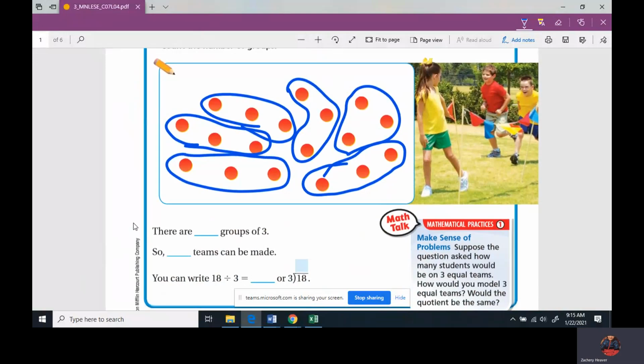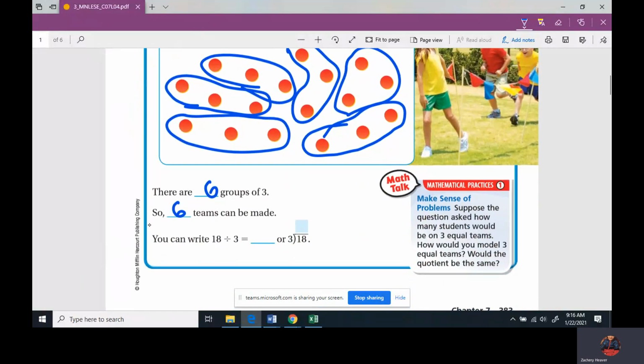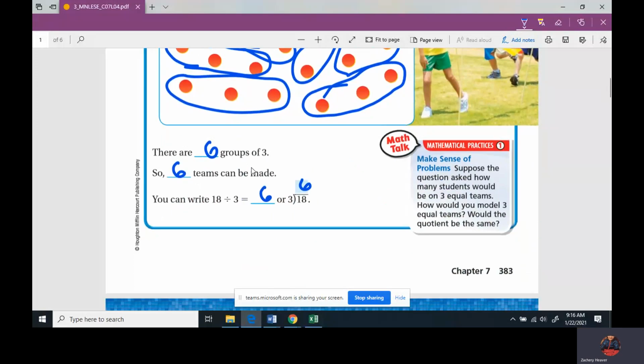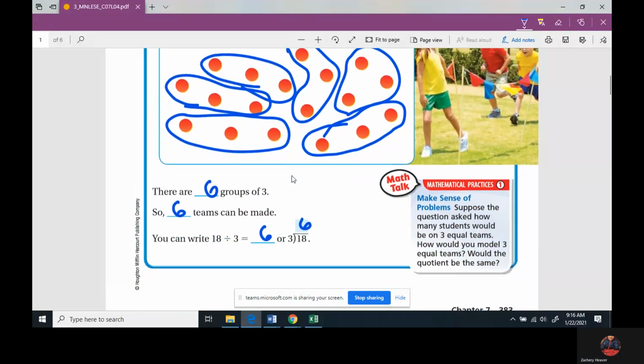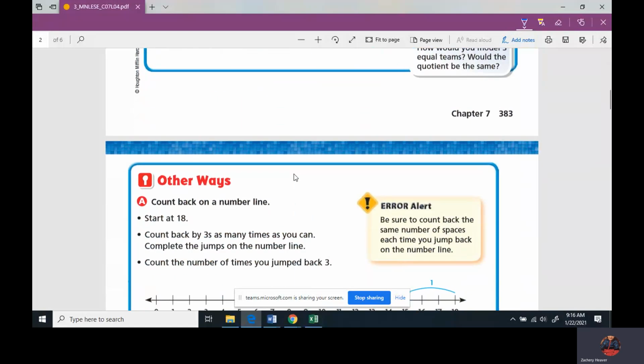Six. So there are 6 groups of 3. So really, there can be 6 teams that can be made. So 18 divided by 3 is 6. So put a 6 here and a 6 here. Looks just like that. Jackson, you got it copied? All right. And look, we already finished the first page. It took no time. That's what this lesson is going to be about, okay?